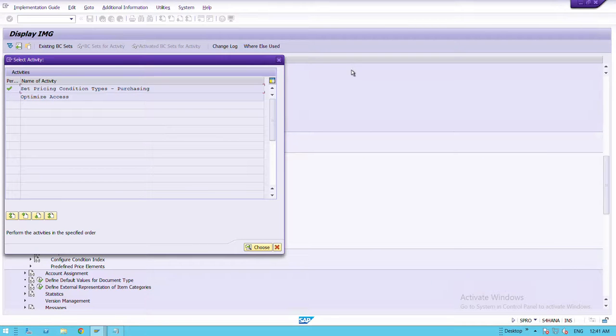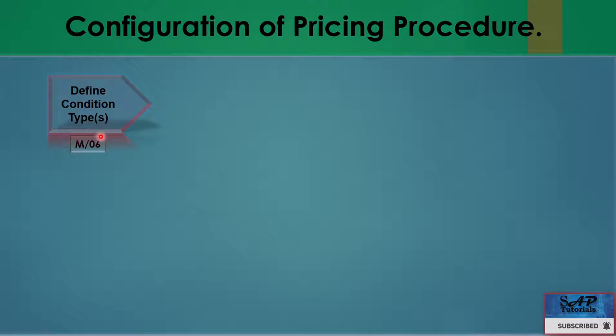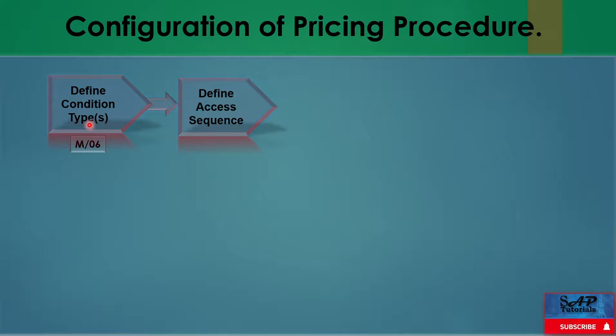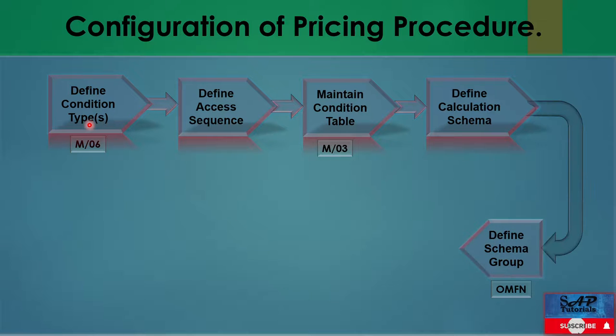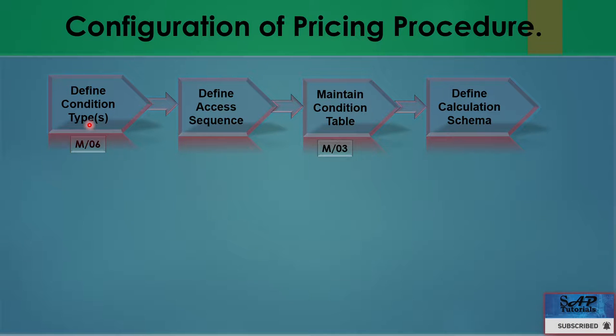Okay, then I will go in the PPT. So we have defined condition types, then define access sequence. So I will explain access sequence lastly, once we define everything. As I said, access sequence, condition record, and all these things are required only if you want to bring some predefined condition from the system. Then condition table also I will explain later. Then define calculation schema.